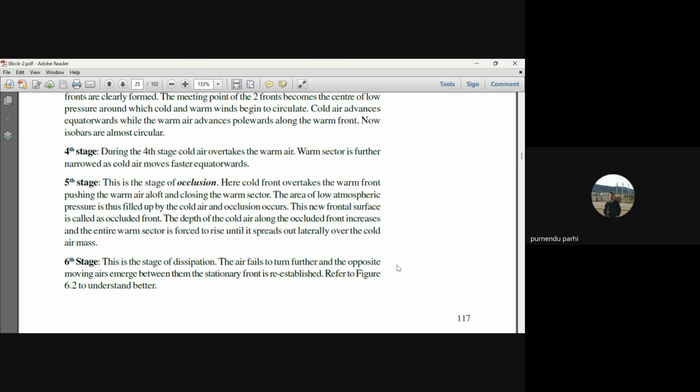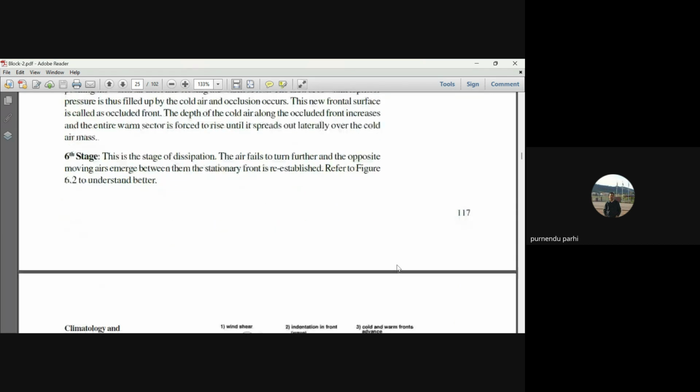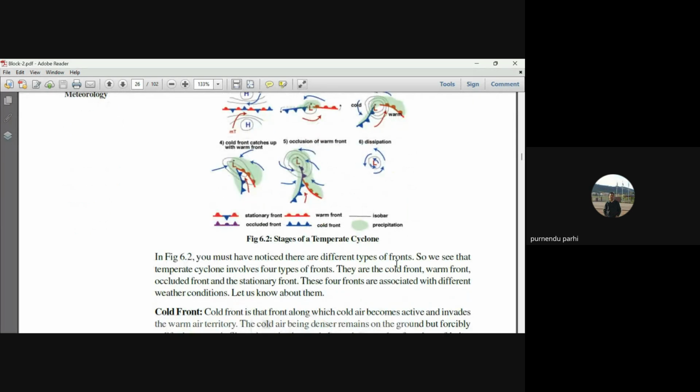Then the sixth stage. This is the stage of dissipation. The air fails to turn further and the opposite moving airs emerge, between which the stationary front is re-established. Refer to figure 6.2 to understand better. So here is figure 6.2, the stages of temperate cyclones. You can see the stationary front, the occluded front, the warm front, the cold front, the isobars and the precipitation.